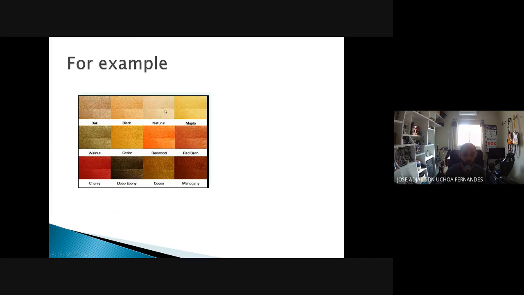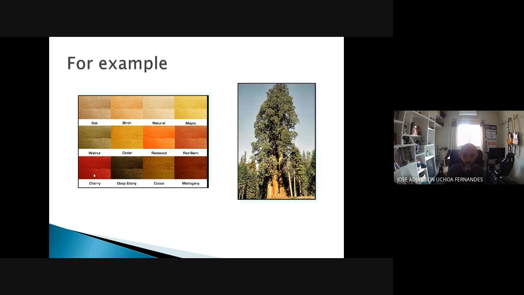Or take a look at these colors of wood. We have cherry. I can say cherry is red wood, but it's not redwood. Redwood is only redwood if it's this giant sequoia. It's kind of a proper name for this kind of plant.